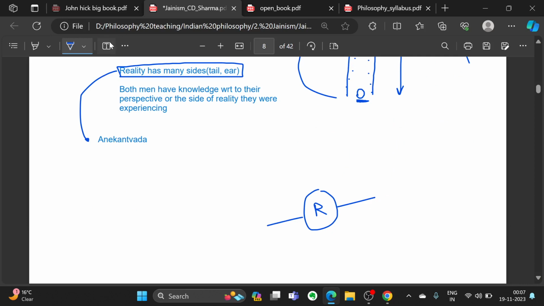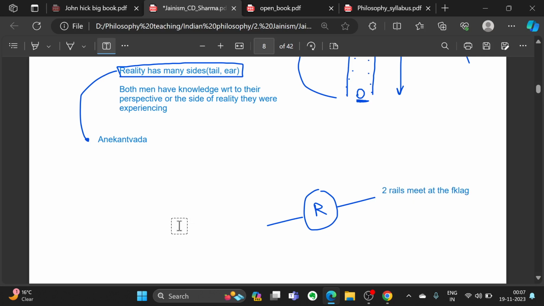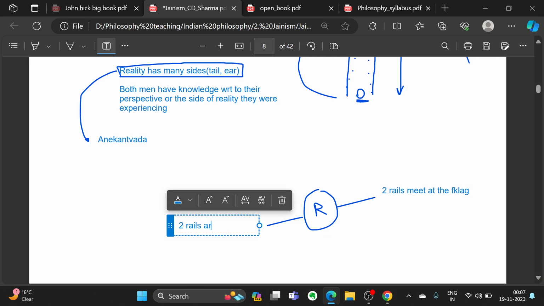That it meets at the flag, that two rails meet at the flag, and two rails are parallel at the flag. Reality, these both things are real, just that they both are from different perspectives.